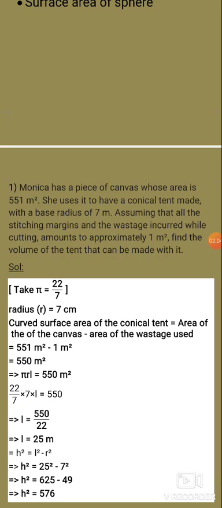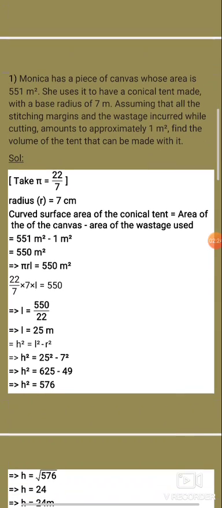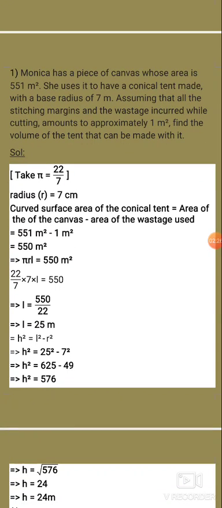So we had to find out H. Now L is equal to 25 and R is equal to 7. So H square is equal to L square minus R square, which is equal to 25 square minus 7 square. That is 625 minus 49, 576. So what is H? Yes, H is equal to square root of 576, which is 24. Now H is equal to 24.